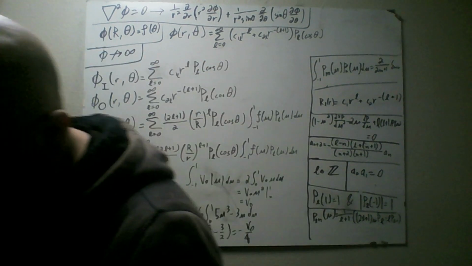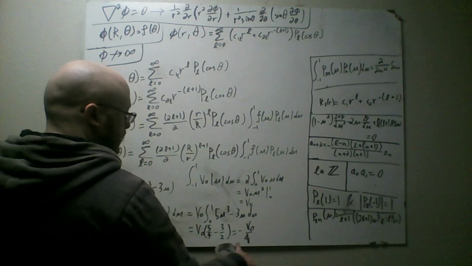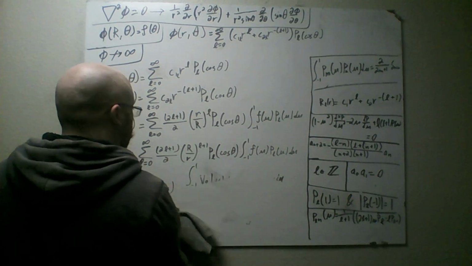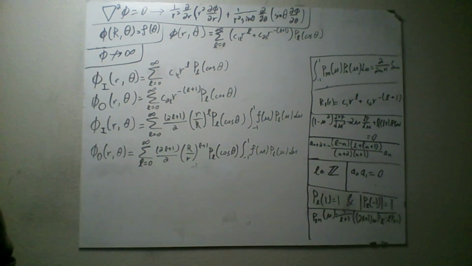So I'm doing this all mentally. I'm trying to go fast. L equals 3. Yeah, I'm not going to do the higher order terms. I'm just going to write it out. So if we want to expand this full thing out, yeah, v naught over 4 is correct.